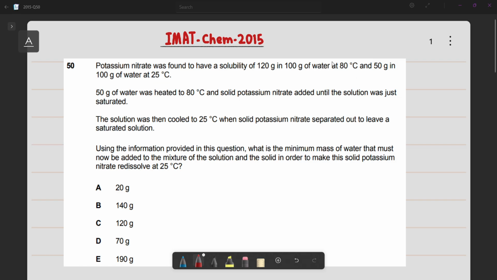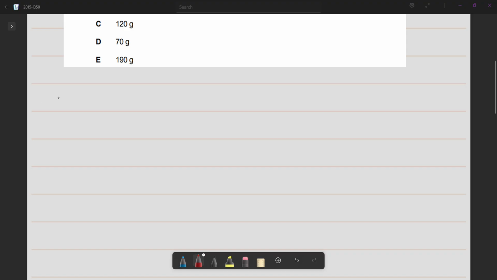We are also given different temperatures. Here it mentions 80 degrees Celsius and the other one, 50 gram in 100 gram of water at 25 degrees Celsius. Now what we can form is our ratios. Here we have the fixed given ratio from the question: at 80 degrees Celsius, 100 gram of water is able to dissolve 120 gram of potassium nitrate solute.